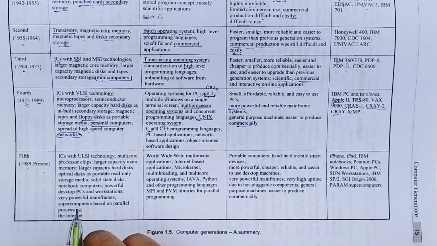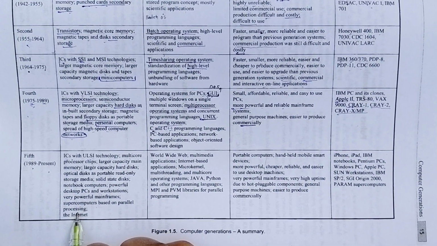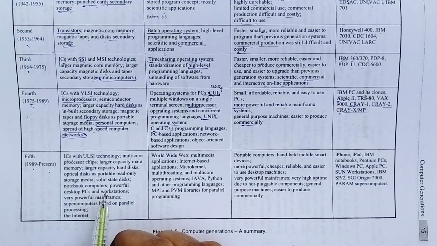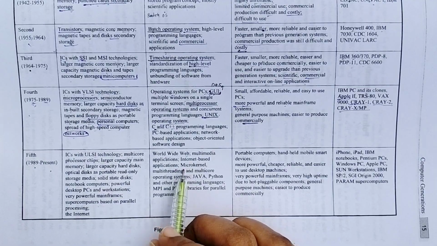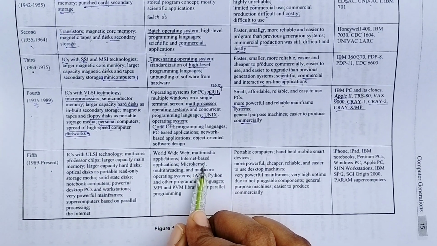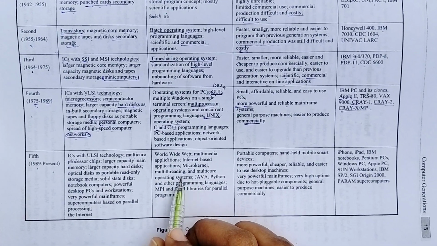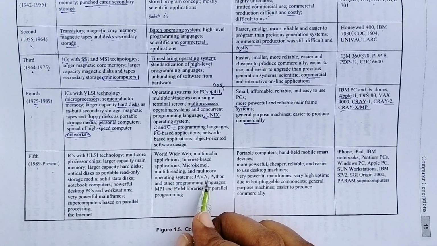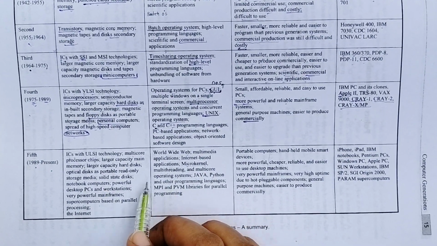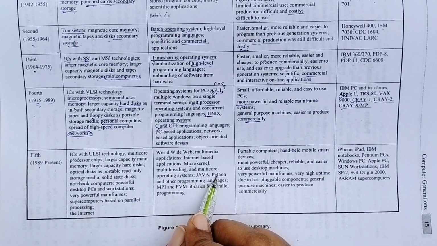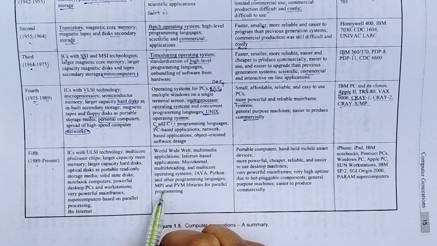In this period we are interacting with different devices, all in the fifth generation. And it's the world wide web, multimedia applications, internet based applications, microkernel, multi-threading and multi operating systems, everything is in the fifth generation. Java, Python and different kinds of programming languages were also invented in this period, and we are now using Java, Python and more high level and reliable programming languages in the fifth generation.